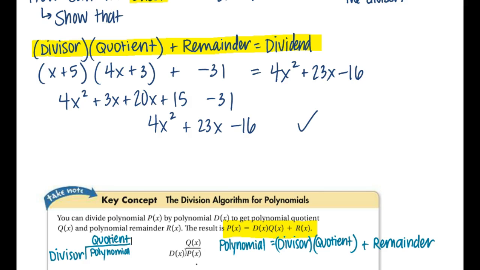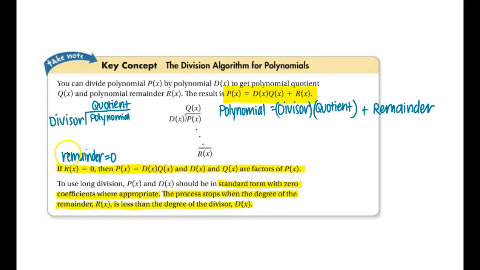When we divide a polynomial p of x by a divisor d of x, we get a quotient q of x. So the way that we check our answer, just like we talked about above, we take the divisor, we multiply by the quotient, so the number in front multiplied by our answer, and then add the remainder, and we get the polynomial that we started with. If we get a remainder of 0, then our polynomial can be written as the product of the divisor and the quotient. And that means the divisor and the quotient are factors of the original polynomial.